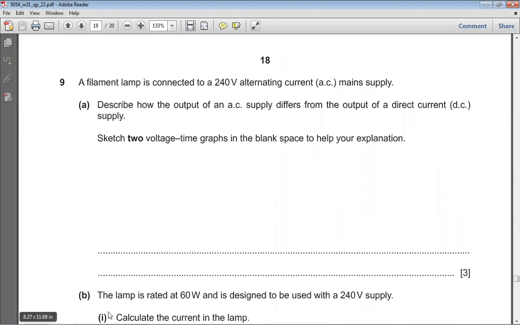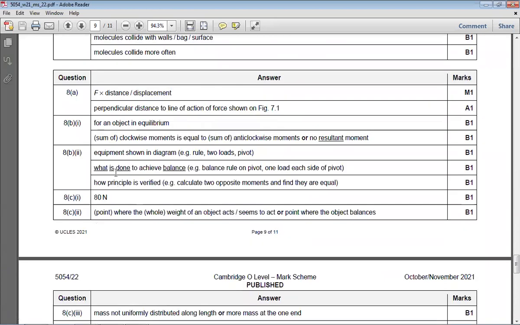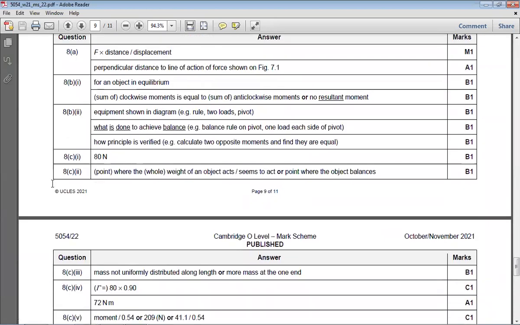Now we are coming to question number 9. But before we go to question number 9, let's have a look at the marking scheme of question number 8. So my dear students, the marking scheme of question number 8 is showing up on your screen. Pause the video and take your time. Watch this marking scheme. Read this marking scheme. Discuss this marking scheme. Compare the answers which you are writing with the marking scheme.